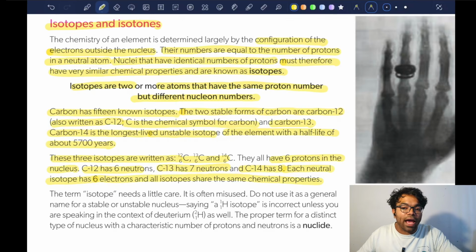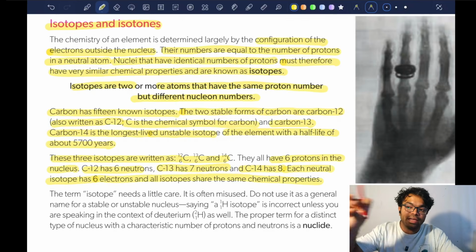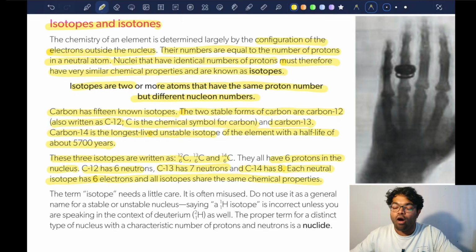The reason why all isotopes can be placed in one single box in the periodic table is because the periodic table is based on what? The modern periodic table is based on the valence shell... No. The number of protons, exactly. What you said is also right, but the answer I was looking for is the number of protons.